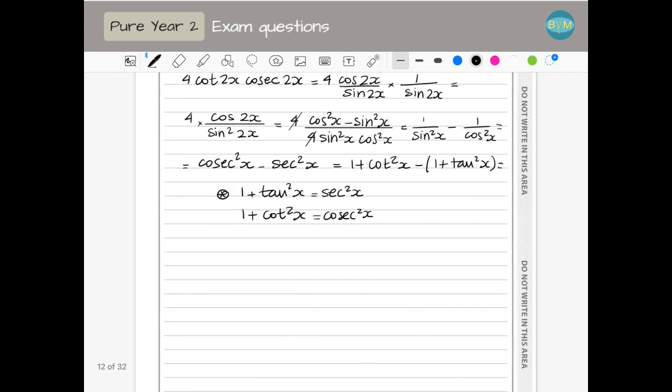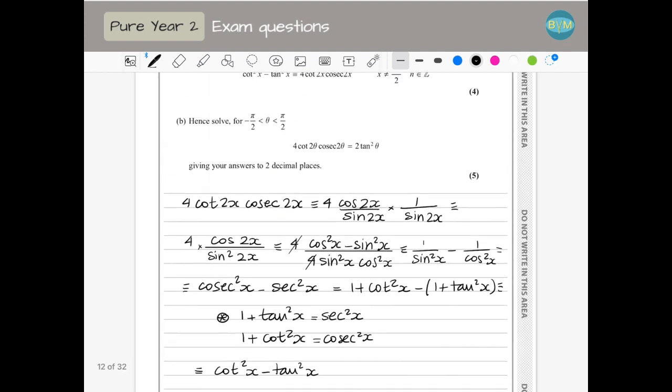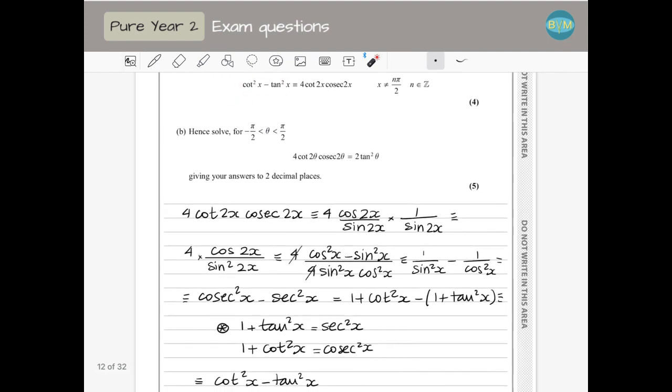And the 1 with the 1 are gone, cot squared minus tan squared. That's precisely what I needed to prove. So cot squared x minus tan squared x. And as this is an identity, I could write all this, all the way. This is what I had to prove. So we have finished with that.